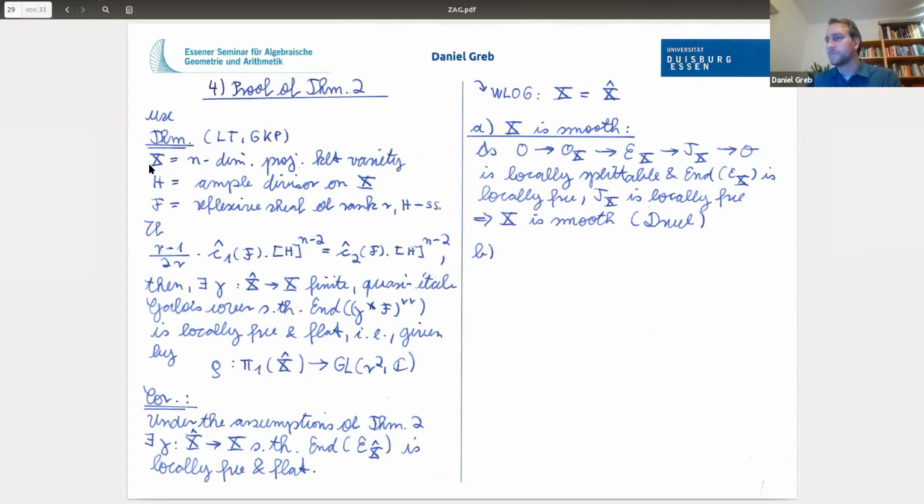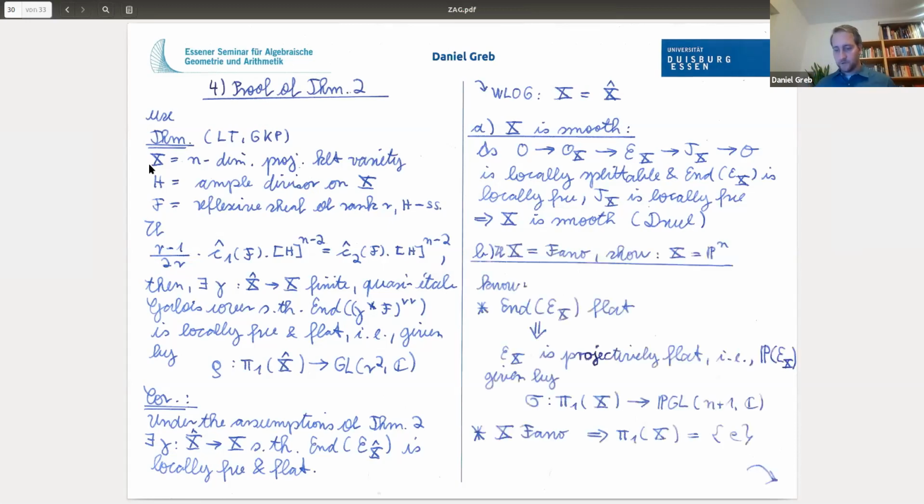So X is smooth. Okay, and now I'm going to complete the proof in the Fano case, not to be distracted by some technical details. So let's assume that X is Fano, and then my aim is to show that X is equal to Pn. Yeah? Okay, what do we know? We know that the endomorphism sheaf of Ex is flat, yeah, given by a representation, and then it's actually not too difficult to see that Ex itself has some property which is known as projective flatness. Yeah, so what does this mean?